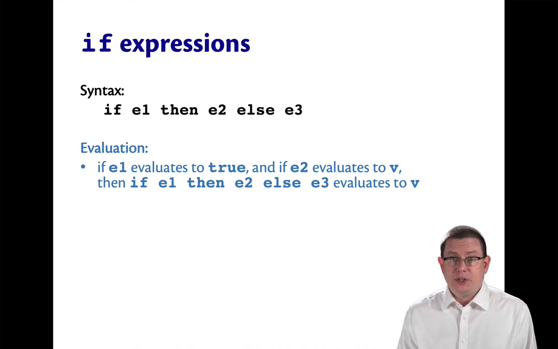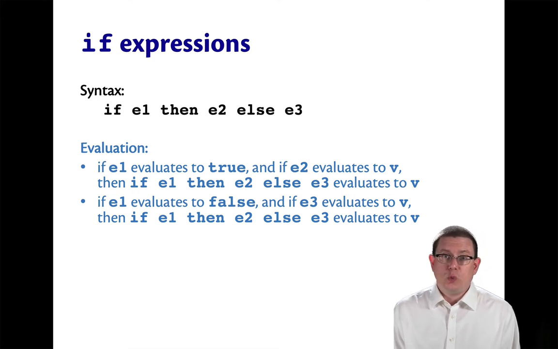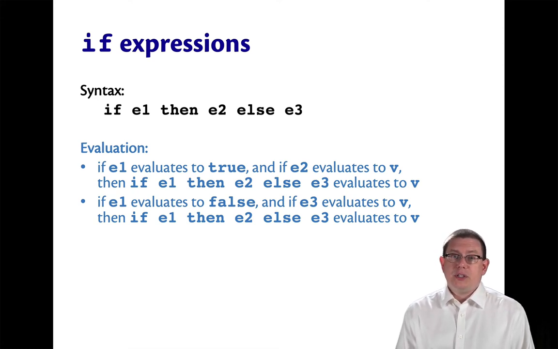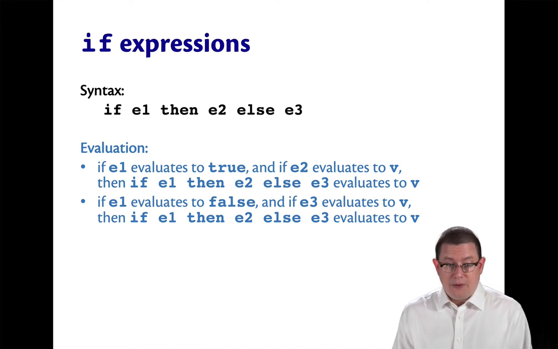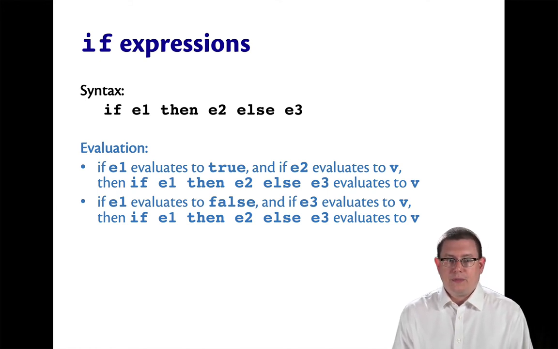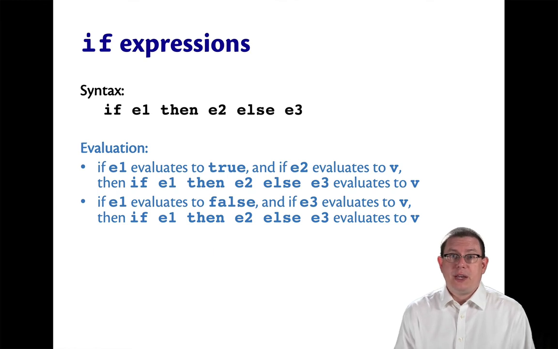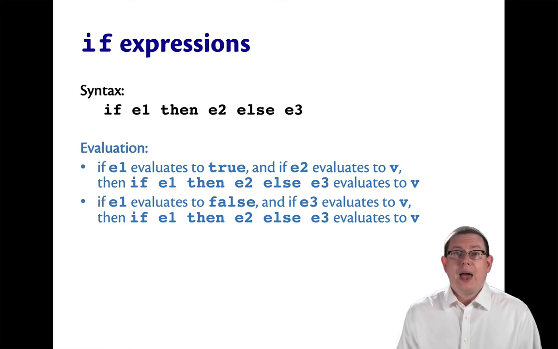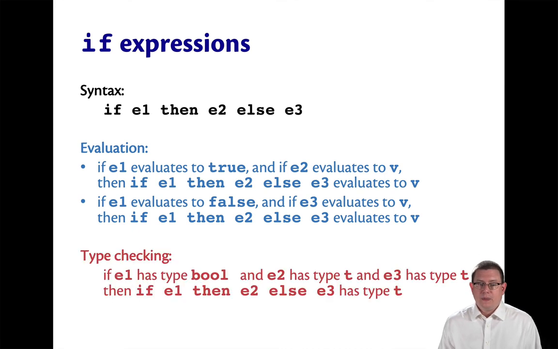But that's not all that there is to the evaluation rules. Actually, there are two evaluation rules for the if expression. The second rule is, well, the complement of the first. If E1 evaluates to false, and if E3 evaluates to V, then if E1, then E2, else E3, the whole if expression, evaluates to V. So it takes two evaluation rules to express the meaning of if expressions. As for type checking of if expressions, if E1 has type bool, and E2 has type T, and E3 has that same type T, then the entire if expression has type T.